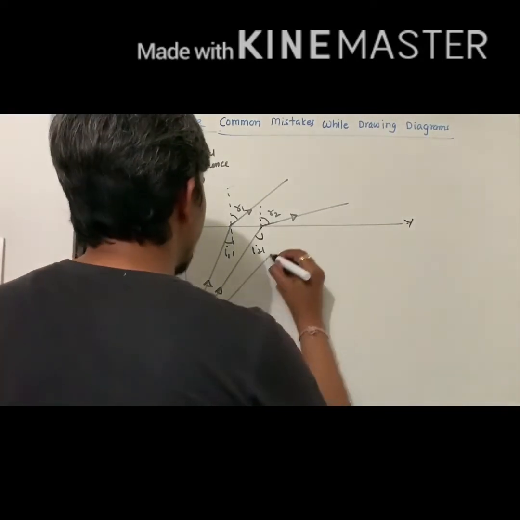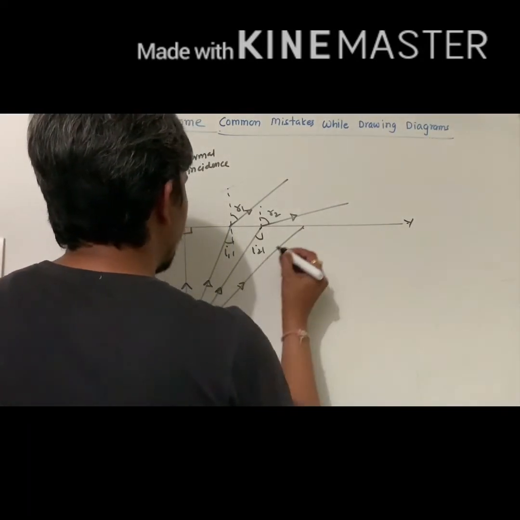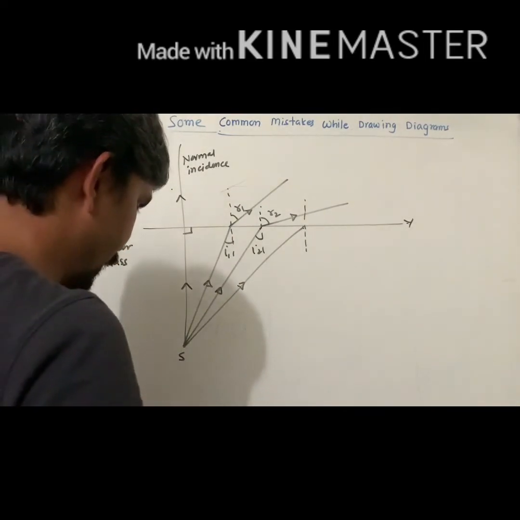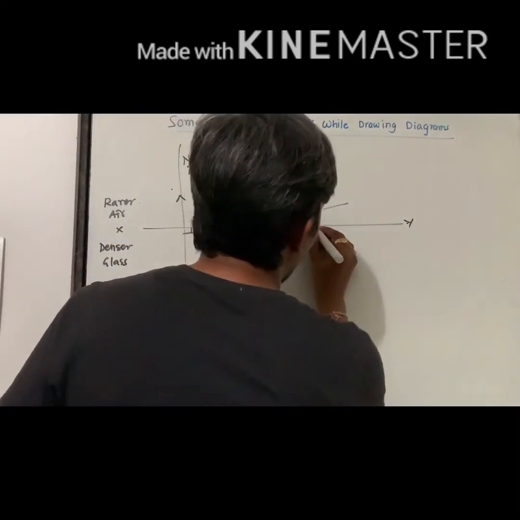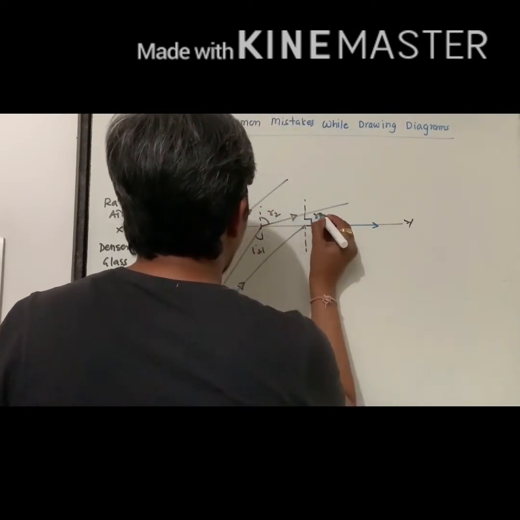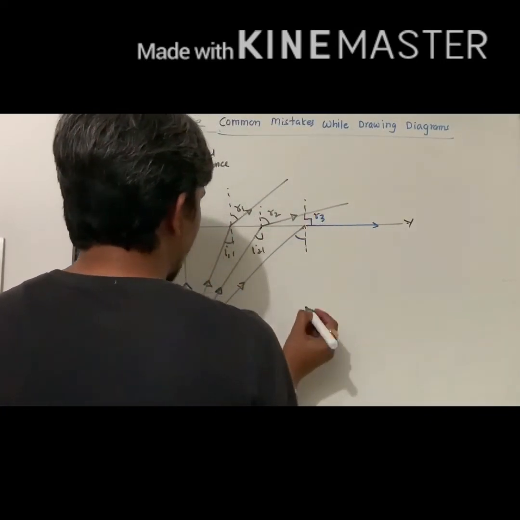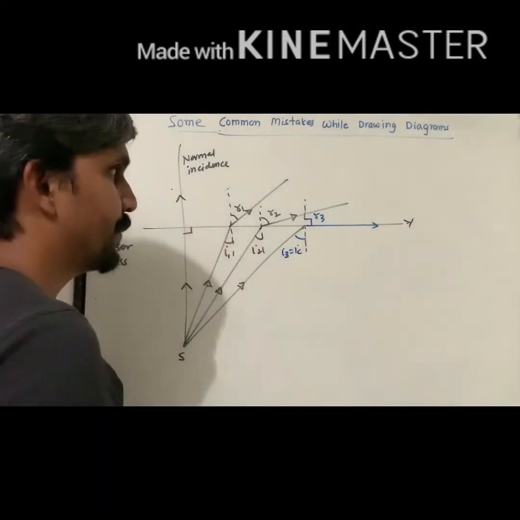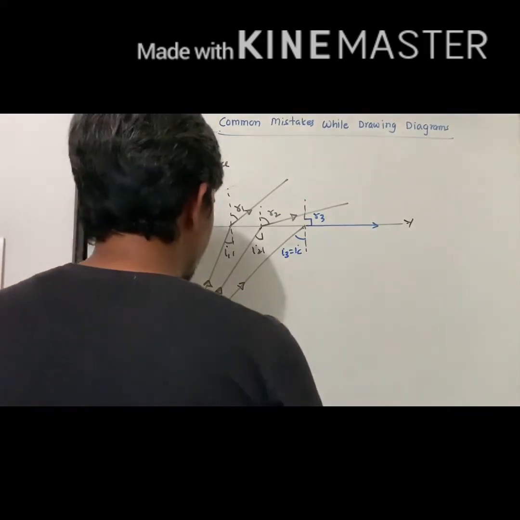Third, this is my incident ray, right? This is the normal drawn. Now for this angle, your refracted ray will go like this. This is your refracted ray R3. This is the angle of refraction. This I3 is called the critical angle, right? Now my angle of incidence is more than critical.